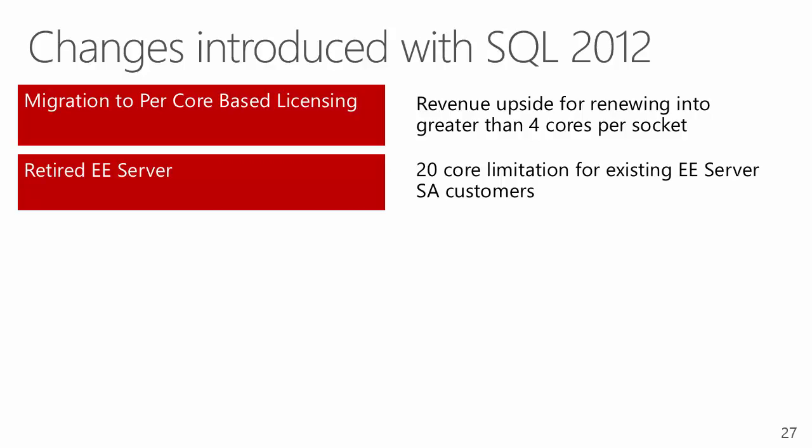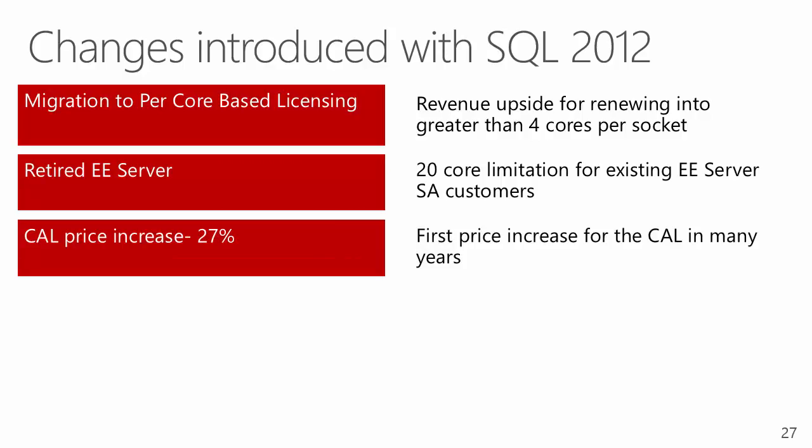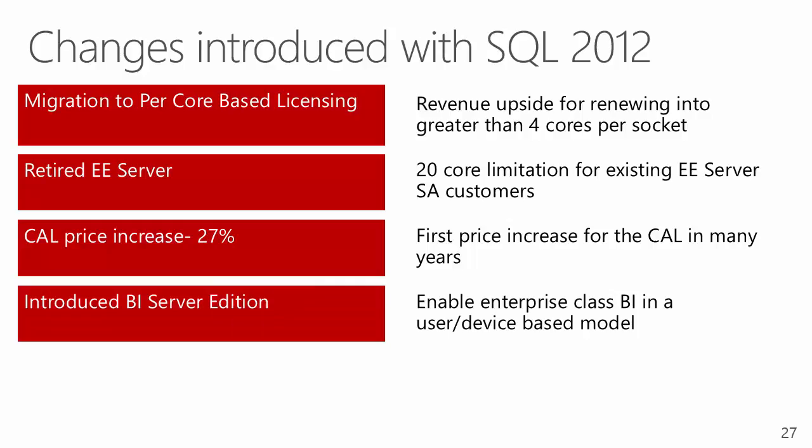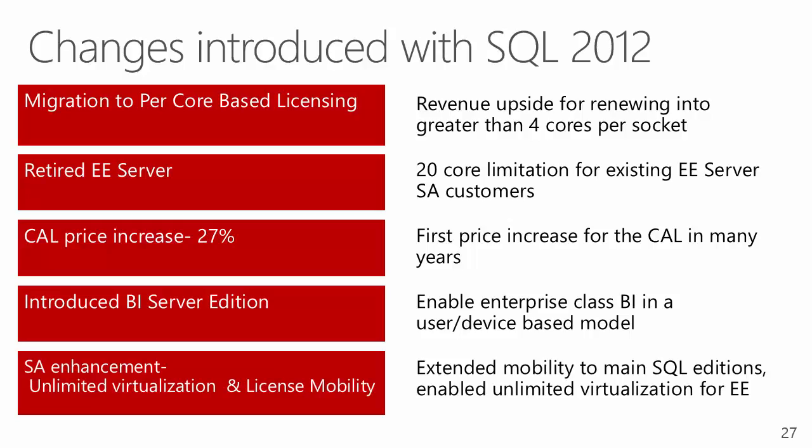Thirdly, SQL Server 2012 saw a 27% CAL price increase, the first price increase for the CAL in many years. Fourth, SQL Server 2012 introduced the BI Server Edition, enabling enterprise-class BI in a user or device-based model. And finally, an enhancement of software assurance allowed for unlimited virtualizations and license mobility, extending mobility to main SQL editions and unlimited virtualization for Enterprise Edition.